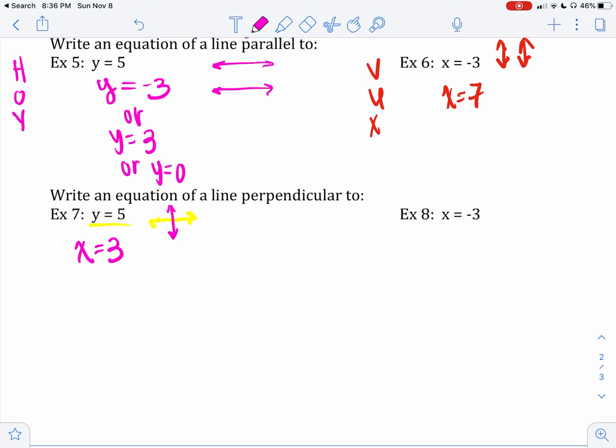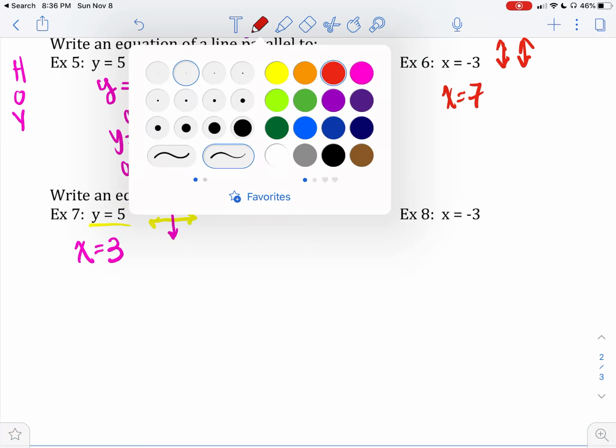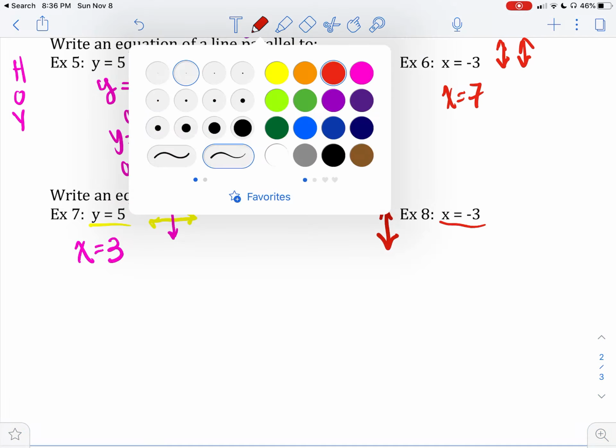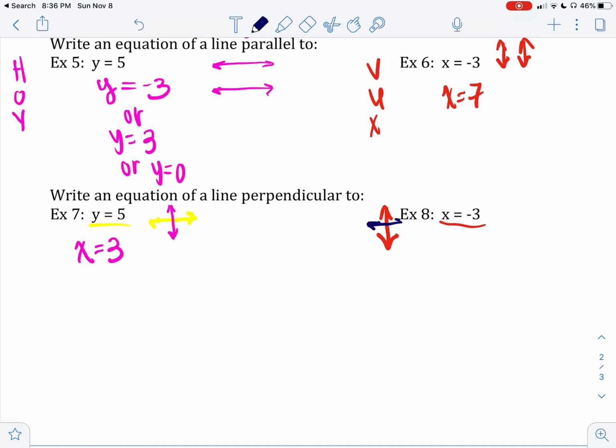Here we have the opposite. We want to find a line perpendicular to x = -3. Well, x = -3 is going to be a vertical line, so we need to think of an equation for a horizontal line. Horizontal lines are y = and then again, you can pick any number. Okay, so that is parallel and perpendicular lines.